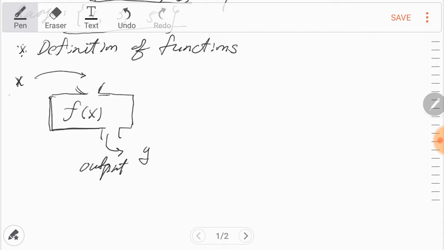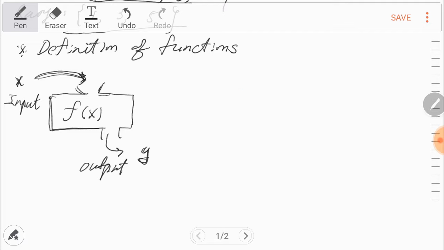So one input value goes inside the box, and then the box generates an output, and there's only one output that comes out. So this is a function. Give one input and you get one output. Once you give one input, you cannot have 2 outputs. You must have only one output.